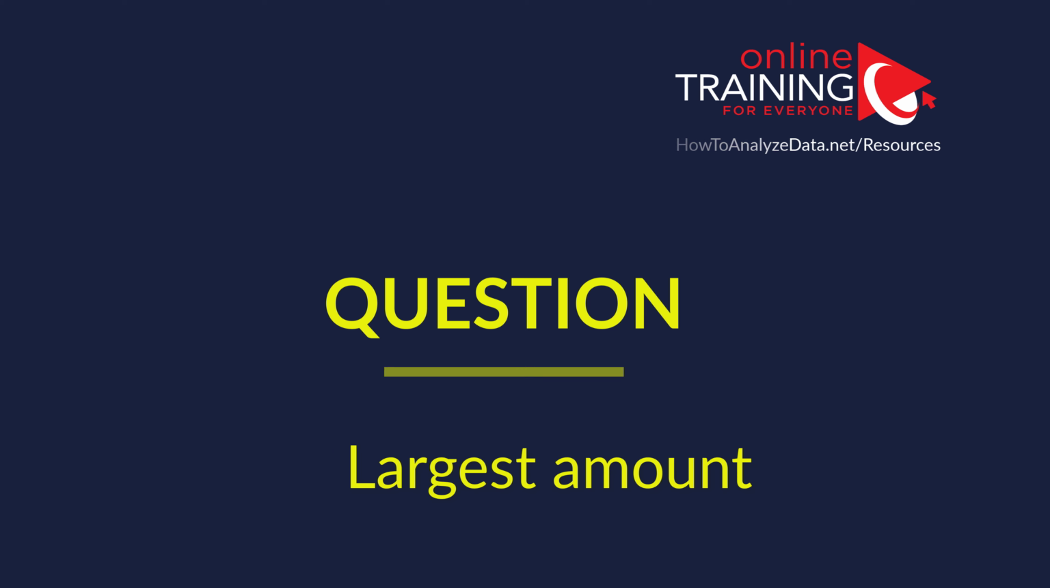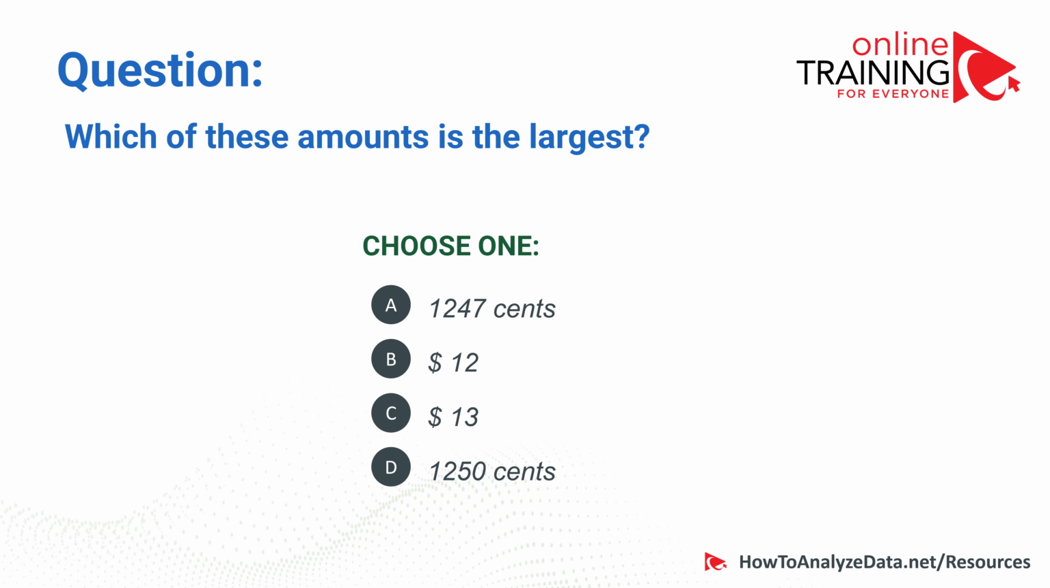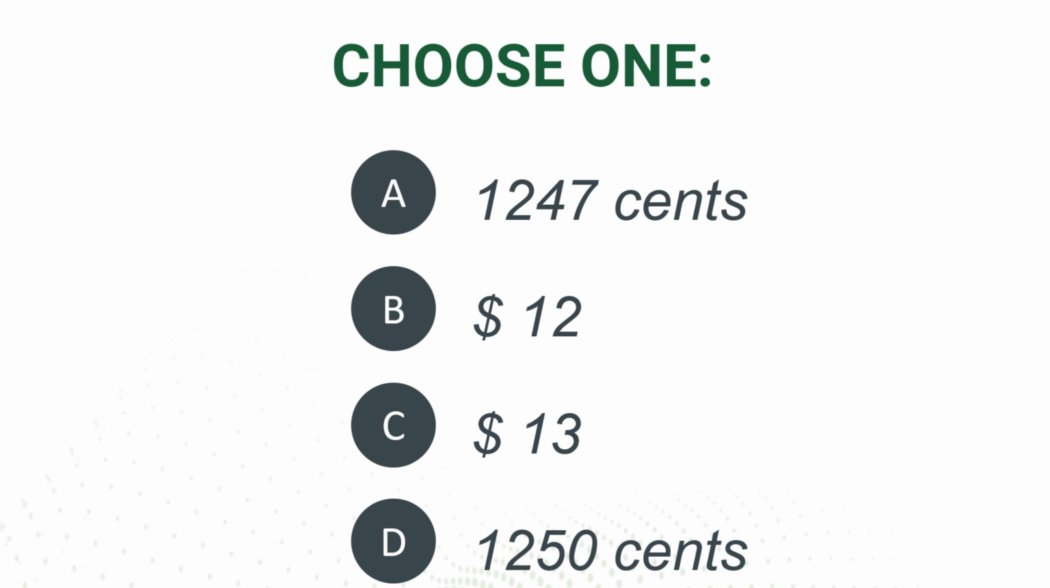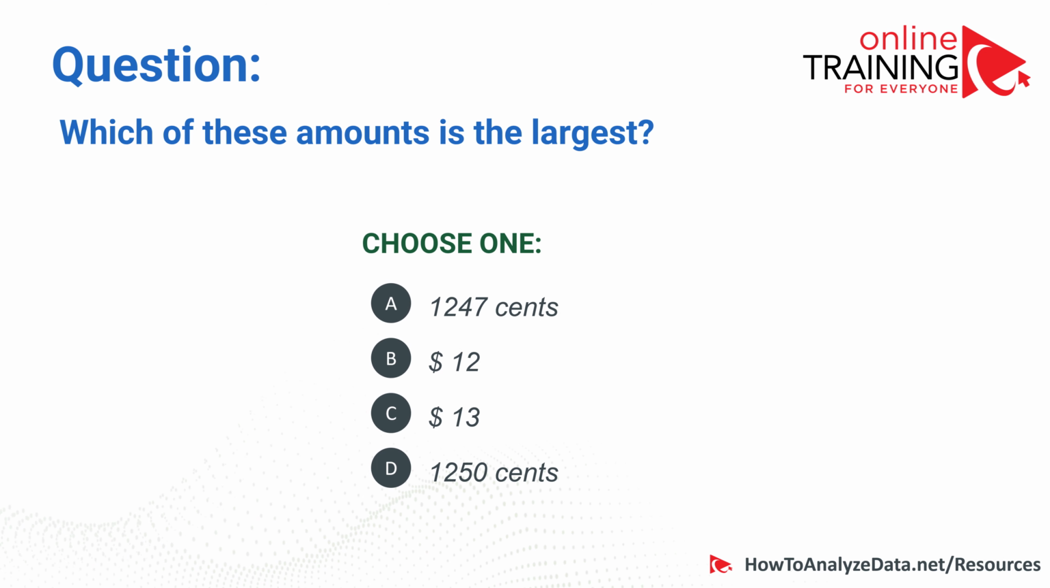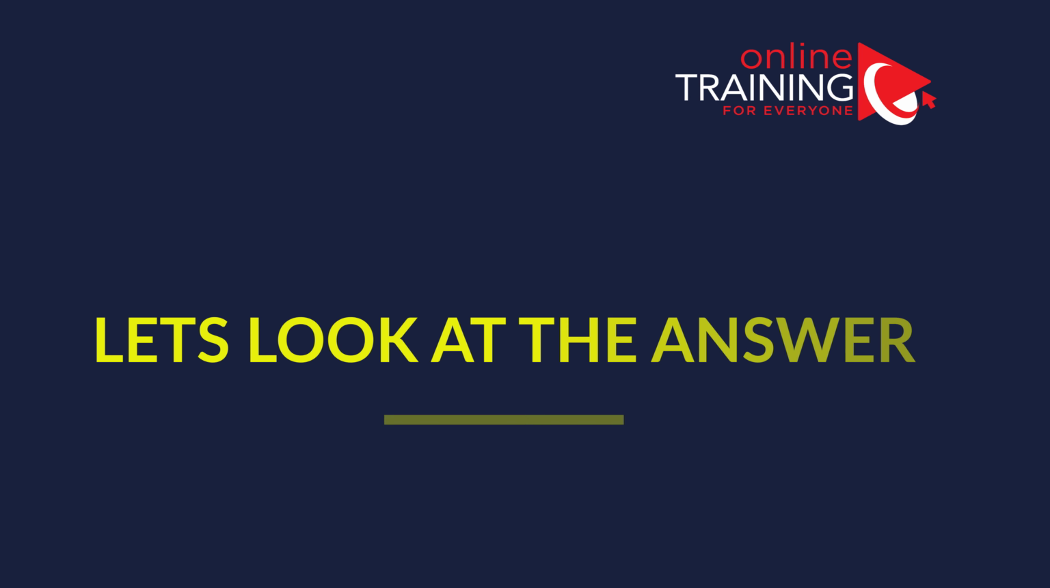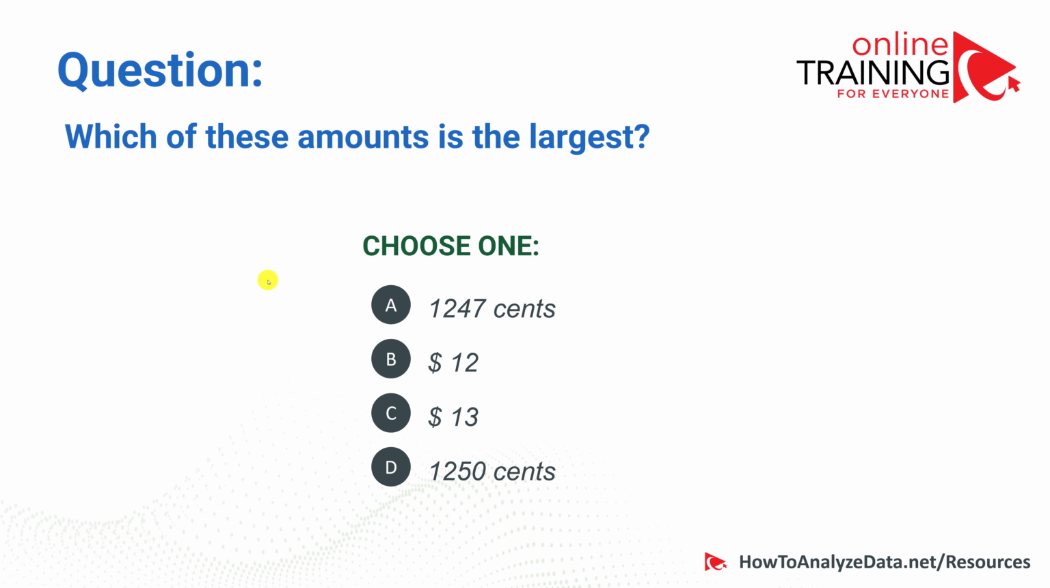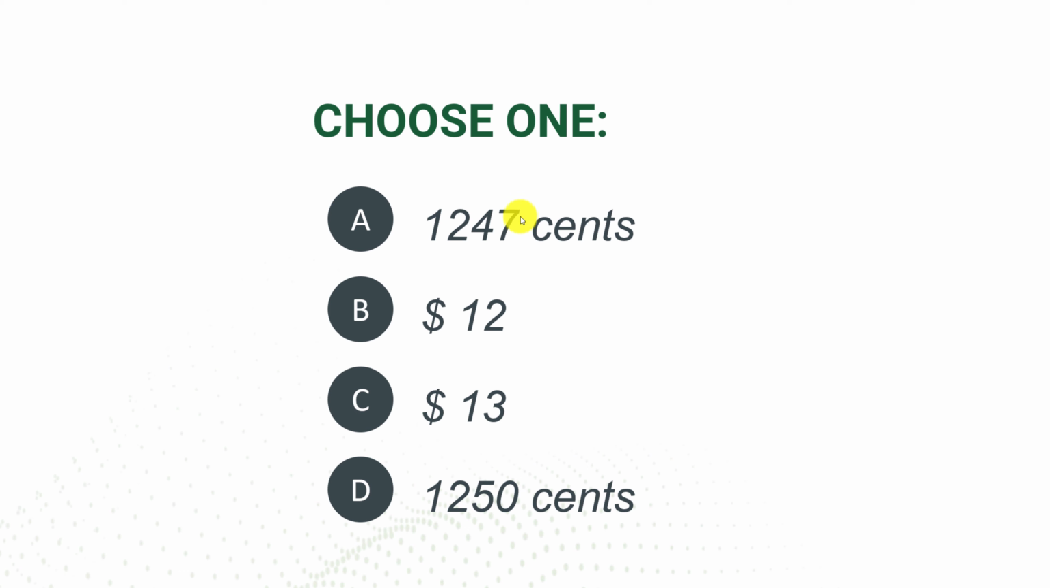Now let's look at the question which you frequently see as part of different aptitude and psychometric tests. Which of these amounts is the largest? $1,247, $12, $13, $1,250. Let's see if you can get this one right. Seems like an obvious choice here, but sometimes people get confused because you see numbers in thousands and then you see numbers in just single and double digits.